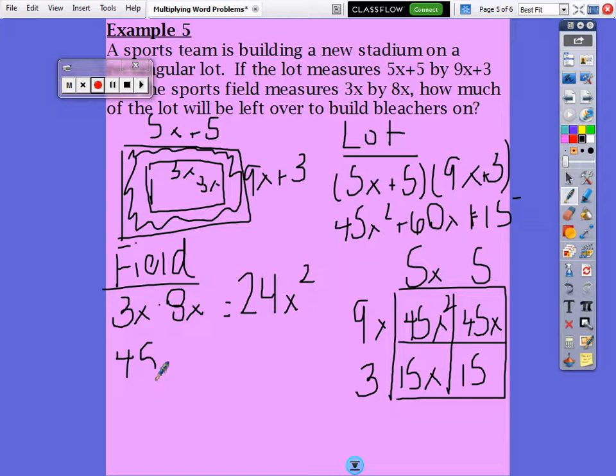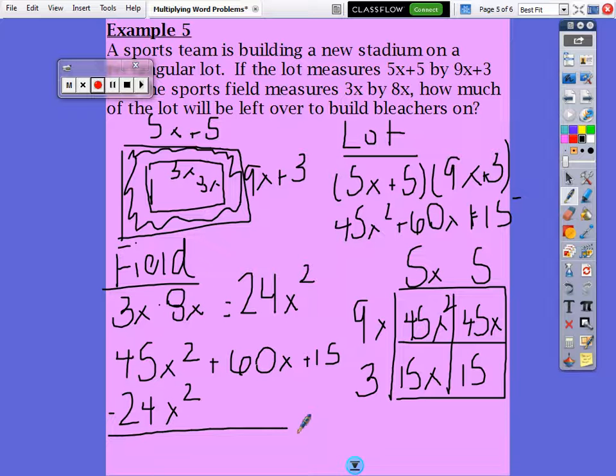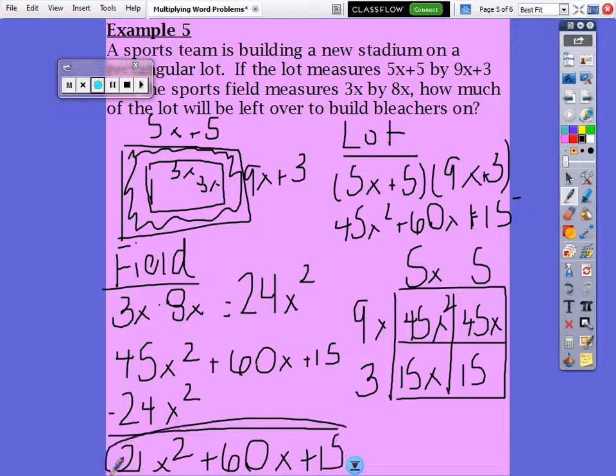So in order to do that, I'm going to subtract. So when you subtract your lot minus your field, because it's always big minus small, and you subtract underneath your like term. So I'm going to subtract 45 and 24x squared, which is going to give me 21x squared. And then I still have plus 60x plus 15. And that's going to be your answer.